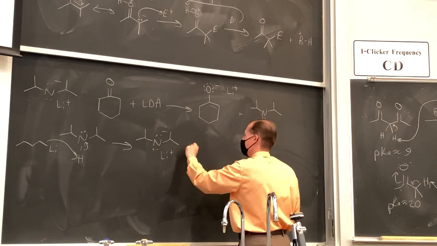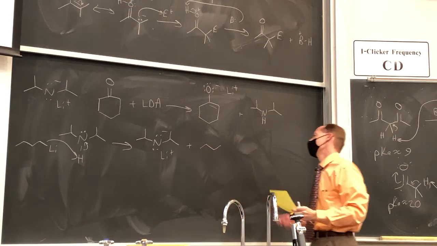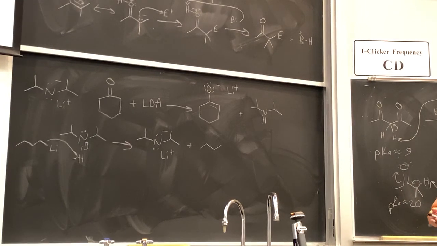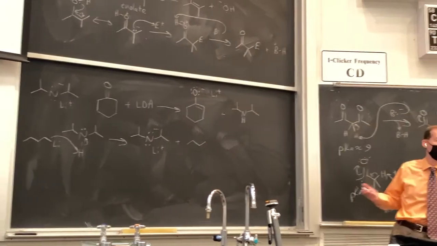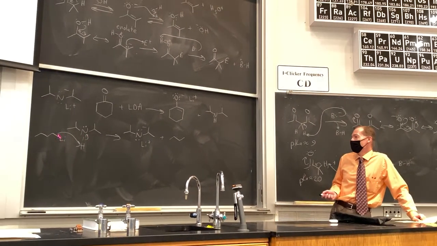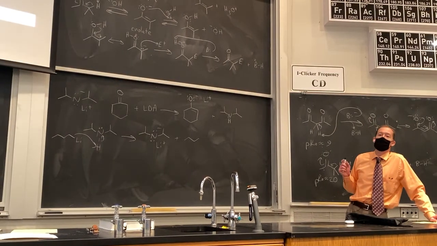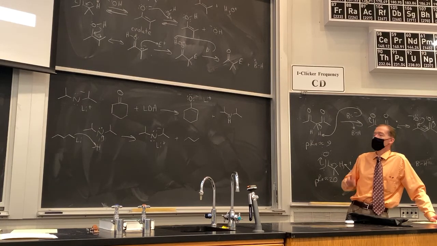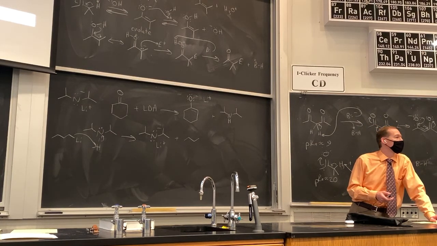So we use our butyllithium. We get butane as our conjugate acid. It just bubbles out of the reaction mixture, so it's very convenient. The pKa of butane is around 50, so this is a favorable acid-base reaction. So if butyllithium is a stronger base than LDA, then why don't we use butyllithium to make enolates?